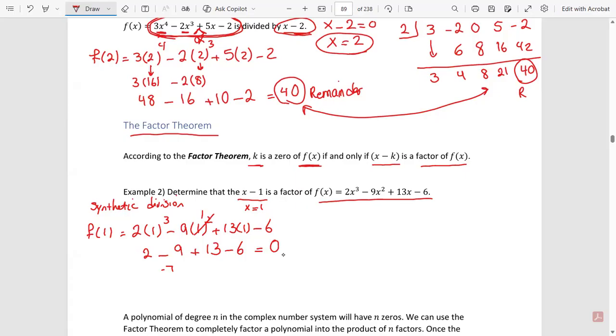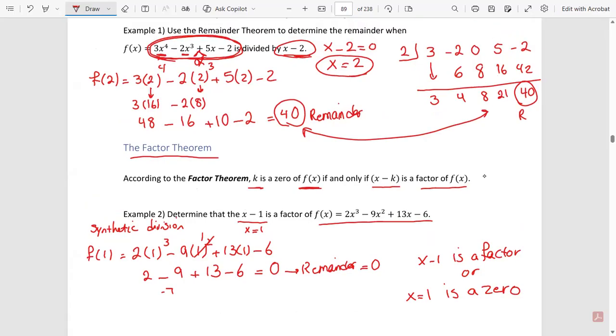And you know that this number is the remainder. So the remainder is a 0. When the remainder is 0, that means x minus 1 is a factor. Or you can say x equal 1 is a 0 of that polynomial. You can also use synthetic division, like the one that I did in example 1, and then find the remainder from a synthetic division. Both of them work.